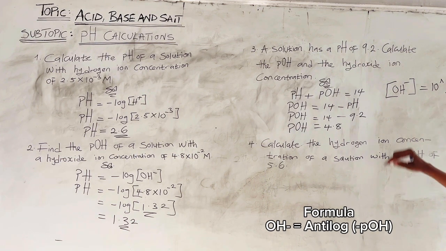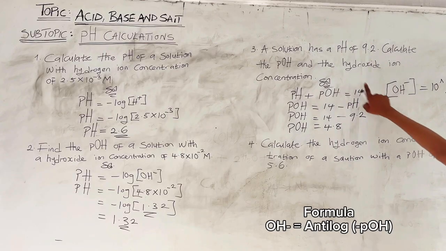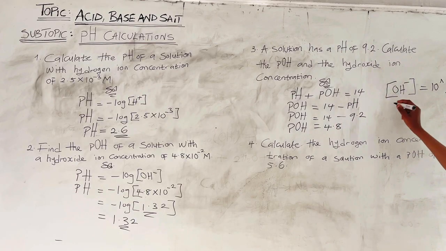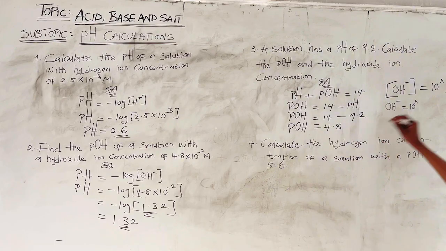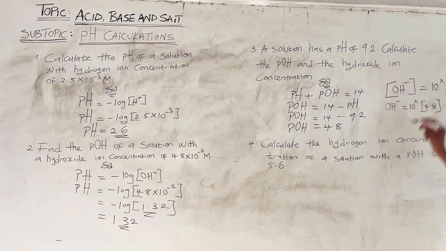Then we're going to be substituting. So remember, we're looking for what? Hydroxide ion, which is the OH. So OH minus is equal to, all we need to do is to find the anti-log of our pOH, and our pOH is what? 4.8. So find the anti-log of 4.8. So use your calculator.